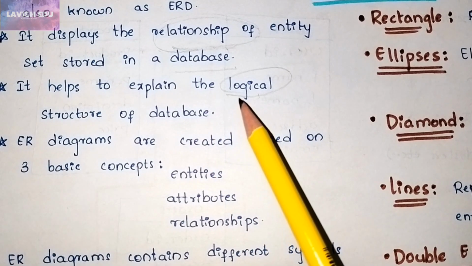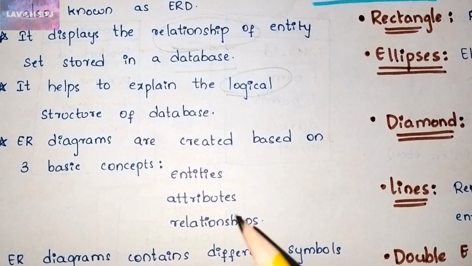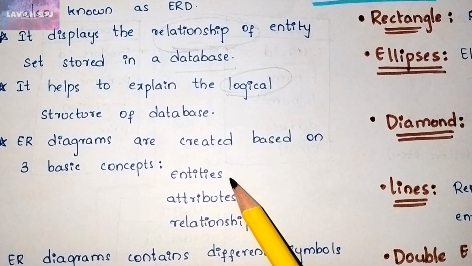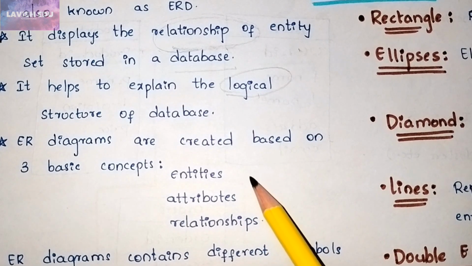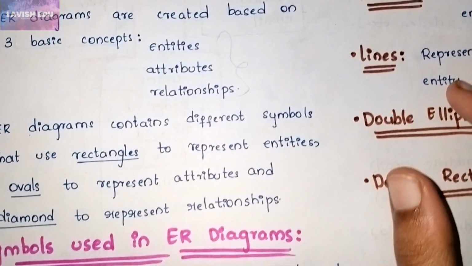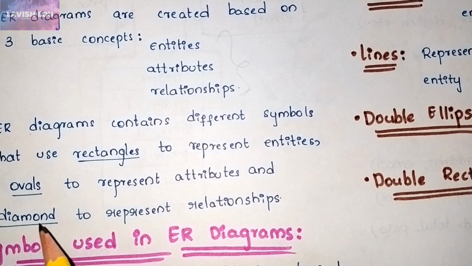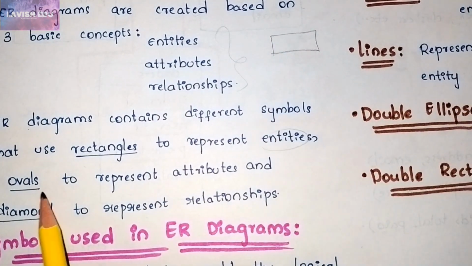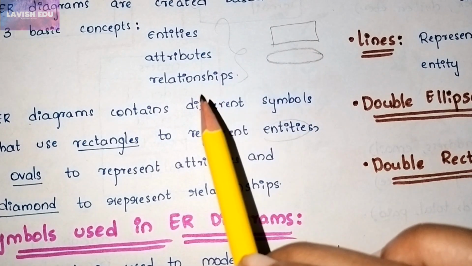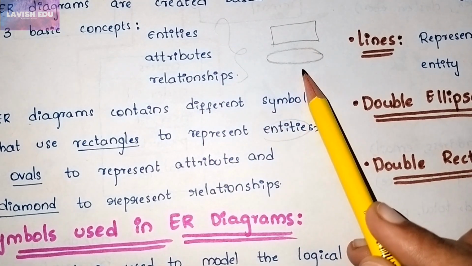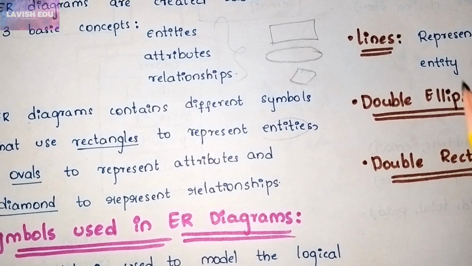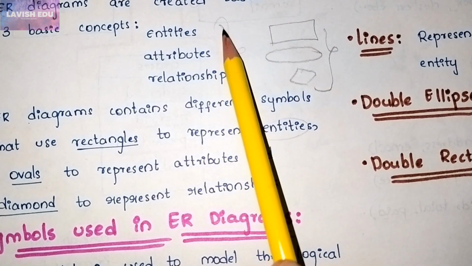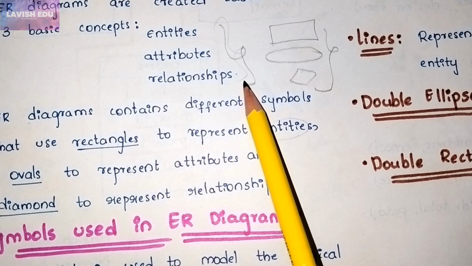ER diagrams are mainly built on three basic concepts: entities, attributes, and relations. We'll go through all of these topics one by one in the further classes, so don't get worried about this. But now in ER diagrams, we'll see the representations of these three. ER diagrams contain different symbols: entities are represented in the form of rectangles, attributes in the form of ovals, and relationships in the form of diamond shapes. These are the notations for these three components of ER diagrams.